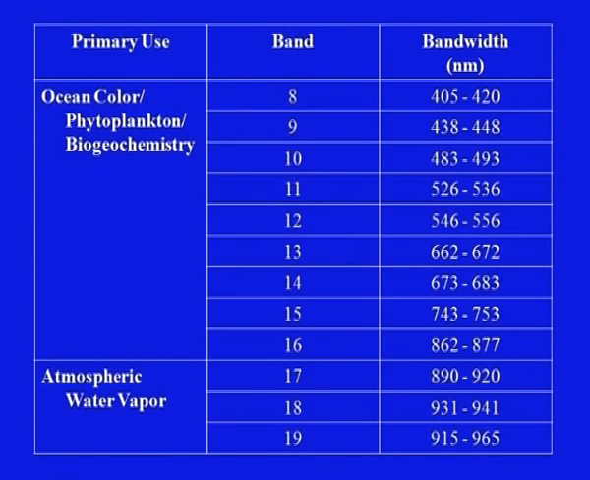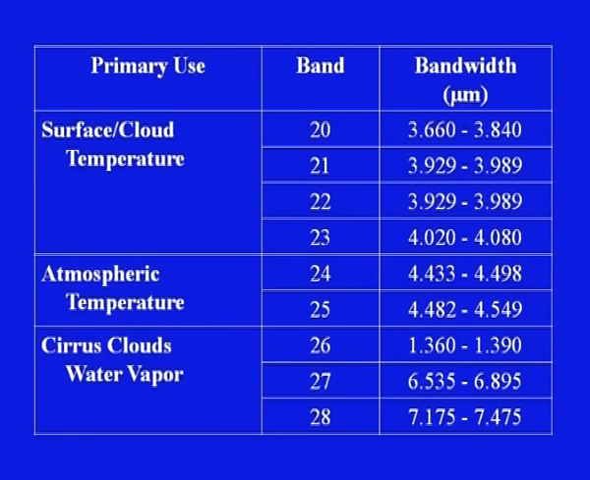The bandwidths can be seen to be varying between 10 to 20 nanometers. Bands 17 to 19 are being used for atmospheric vapor. Bands 20 to 23 are being used for surface and cloud temperature, while bands 24 and 25 provide information regarding the atmospheric temperature. Bands 26, 27 and 28 are used for mapping cirrus clouds and water vapor.